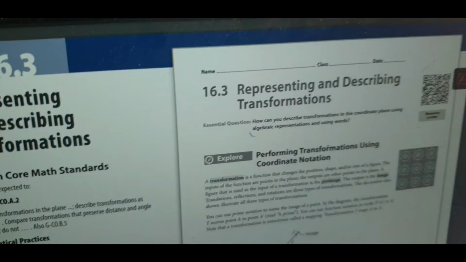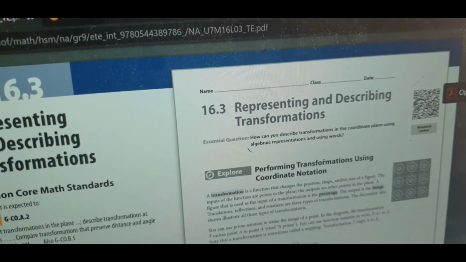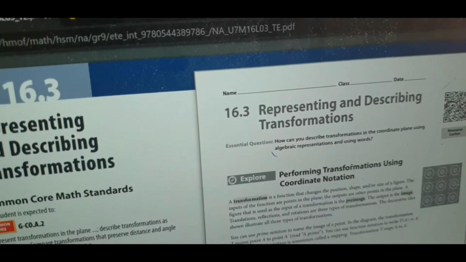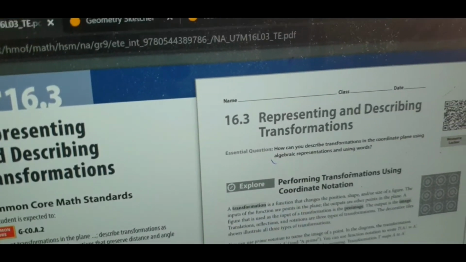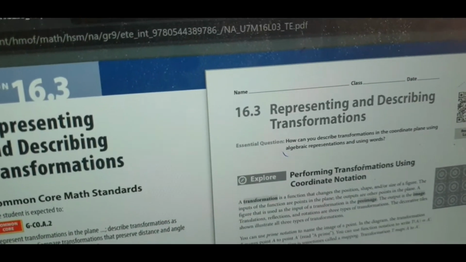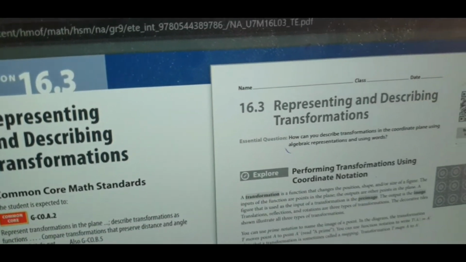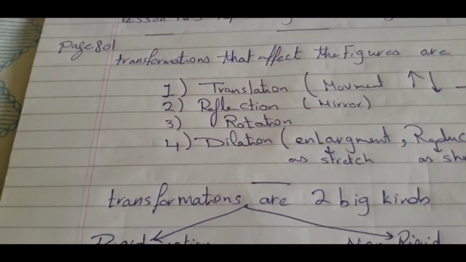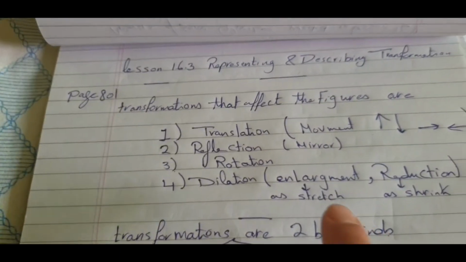So as you can see here, the transformation might change the position. Instead of being here, it can go up, it can go down, it can go left, it can go right. It can change the shape. It can change the size. You remember, I can make it stretched or shrunk. How many transformations do we have? We have 4 main big transformations. That is all written here.